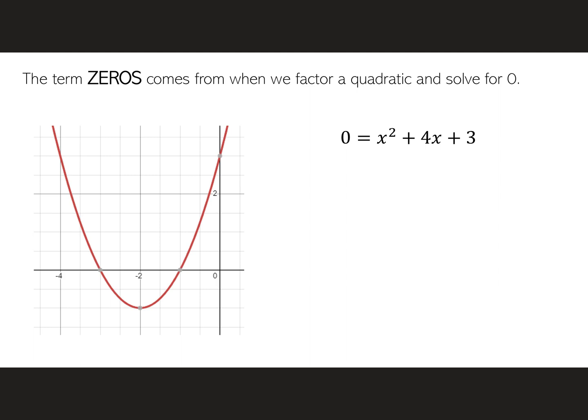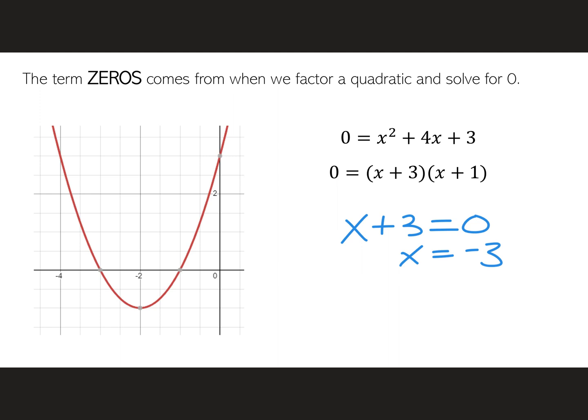So this was pretty simple. Since my a value is 1, I can just find the factors of 3 that add up to be 4. So what numbers multiply to be 3 to add up to 4? Well, if you said +3 and +1, you are correct. And so here are my two binomials. What makes each of those binomials equal 0? In other words, if I said x plus 3 equals 0, what would x be? X would be -3. And if I said x plus 1 equals 0, what would x be? X would be -1. So my solutions are -3 and -1.